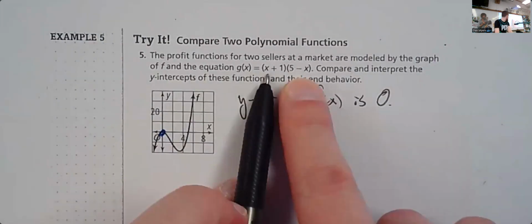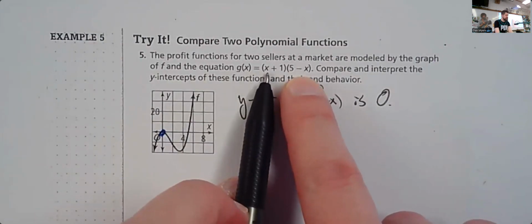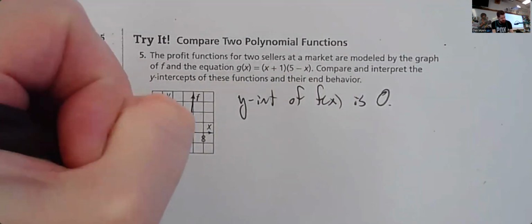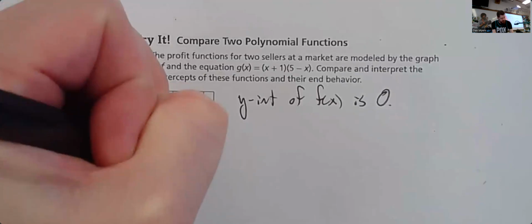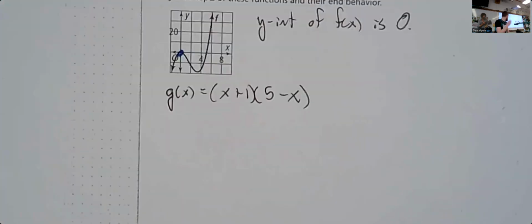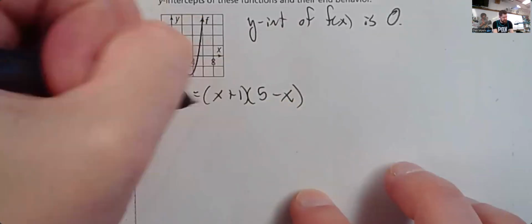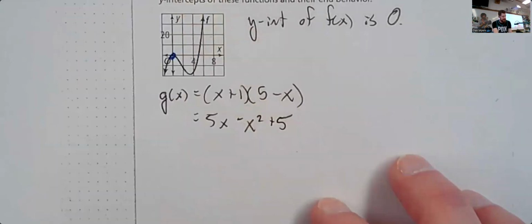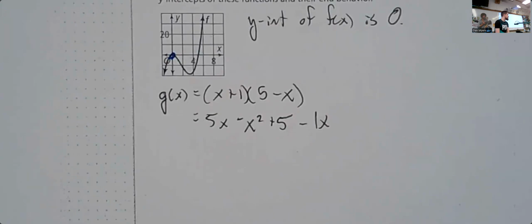And then we also need to figure out the y-intercept of g of x. In order to do that, we need to multiply this out using FOIL. So let's head down here. We'll say g of x is equal to x plus 1 times 5 minus x, and we'll get that FOILed out real quick. First is x times 5, which equals 5x. Outer is x times negative x, so that'll be minus x squared. Inner is 1 times 5, which is 5. And last is 1 times negative x, which will be minus x.